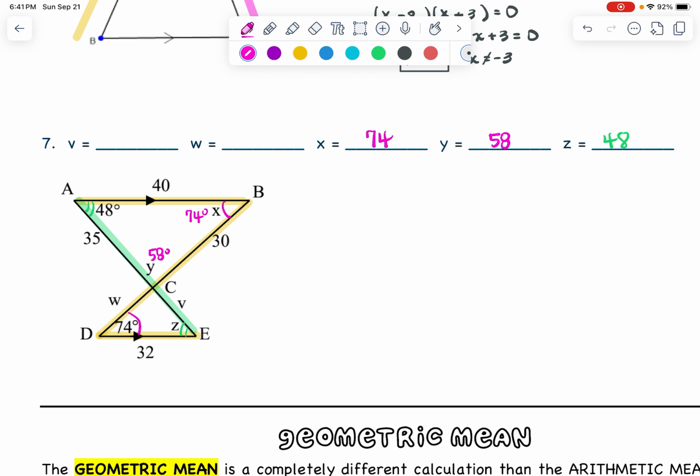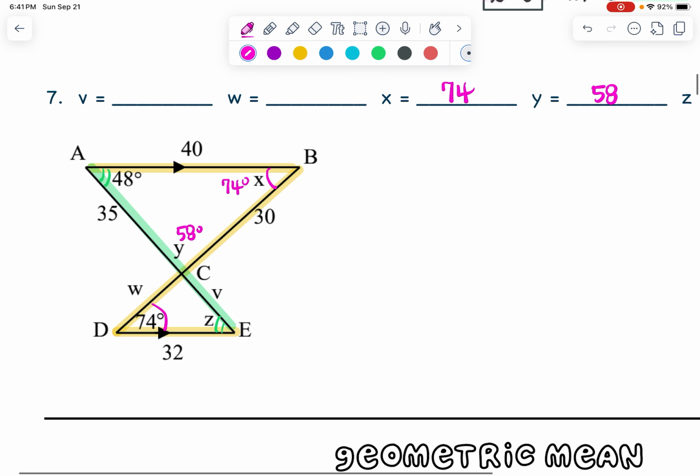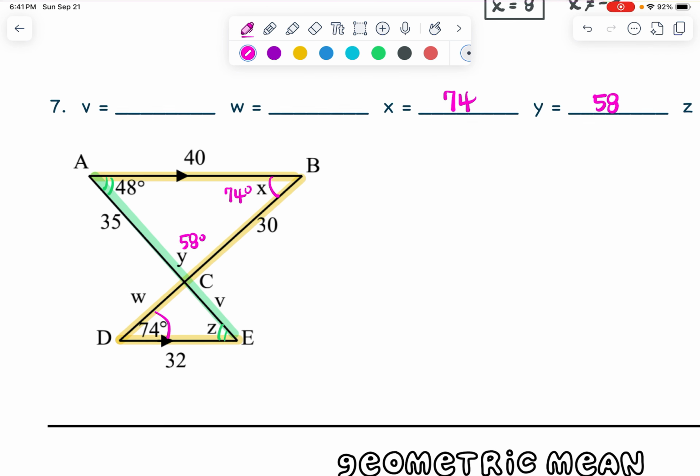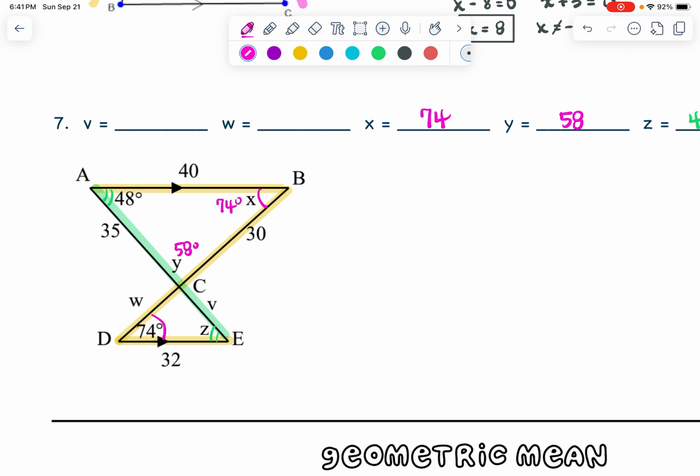Now, V and W, those are the only things that we have left. V and W, though, are side lengths, not angle measurements. So we're going to have to set up a proportion to solve for those. And again, use your context clues. I'm going to unhighlight all this if everyone's okay with that. It's kind of busy. So I'm going to highlight our corresponding sides.